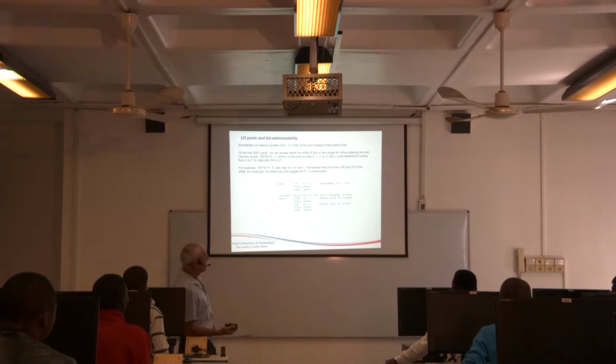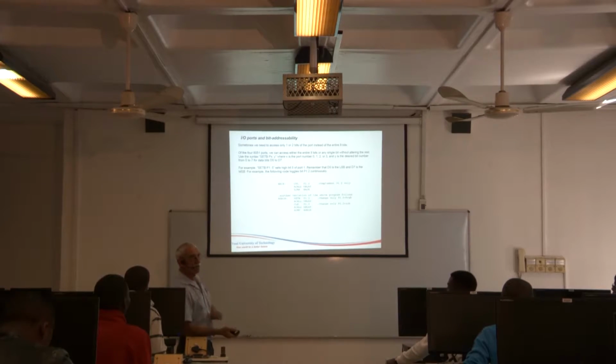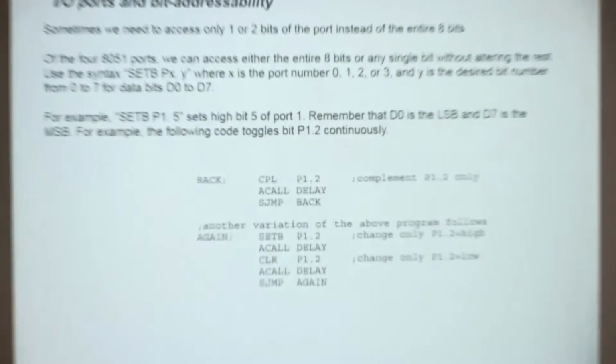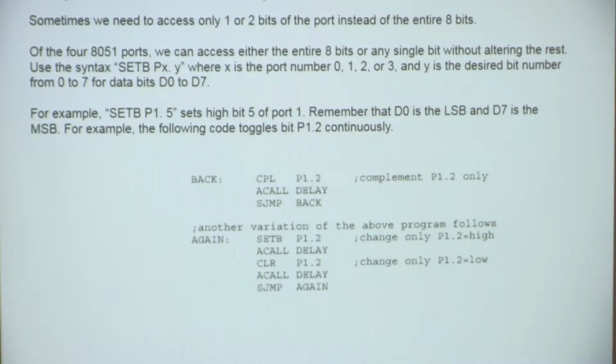So we're going to write a 1, and then we're going to obviously write a 0. How do we do that? First of all, we can use the instruction complement, because what does complement do? Complement is the same as the inverter function. If it was a 1, it will make it a 0, and if it's a 0, it will make it a 1 again.